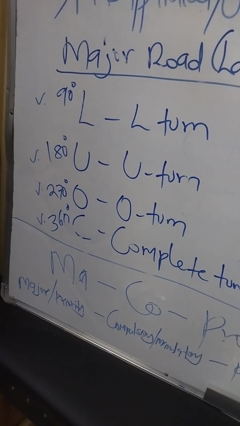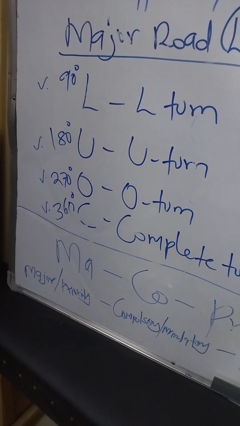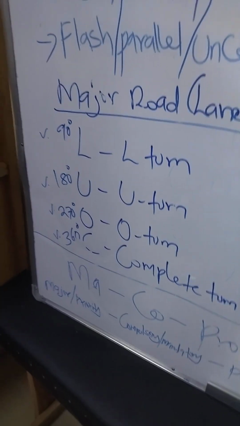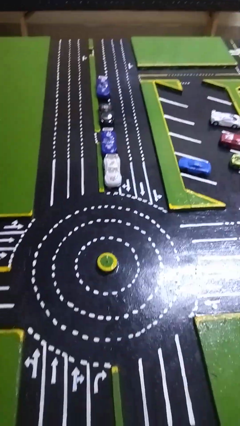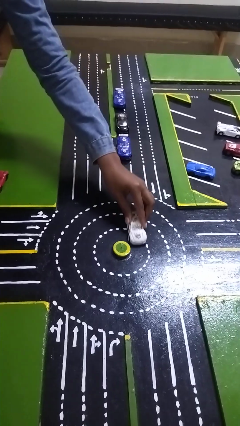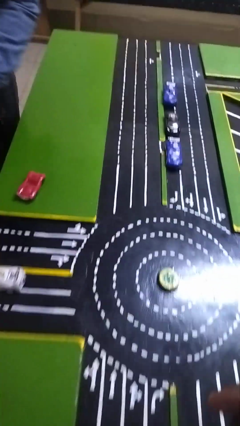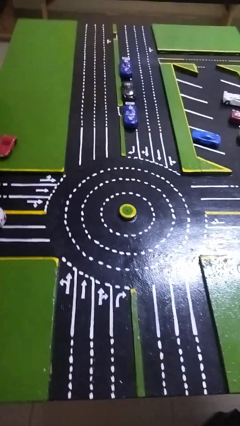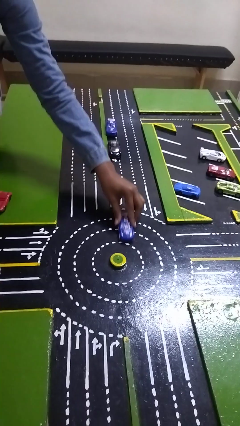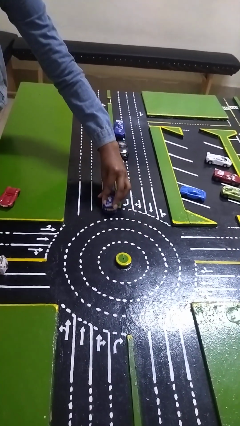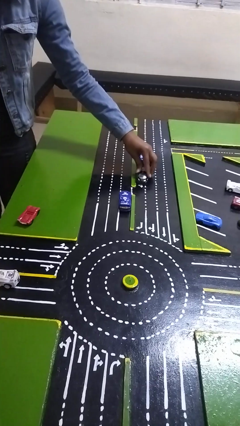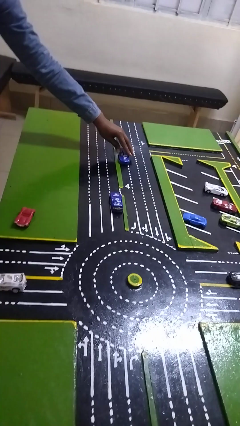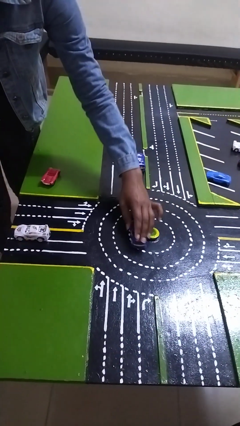The formula is known as LUOC, L-U-O-C, meaning our first option will be an L-turn, then a U-turn, an O-turn, then a complete turn. Let's go. The first option is an L-turn. So if you check clearly, from here, you come here, you go like this, that will be letter L. Okay? The second option is a U-turn. The third option is an O-turn. And then the last option is a complete turn.